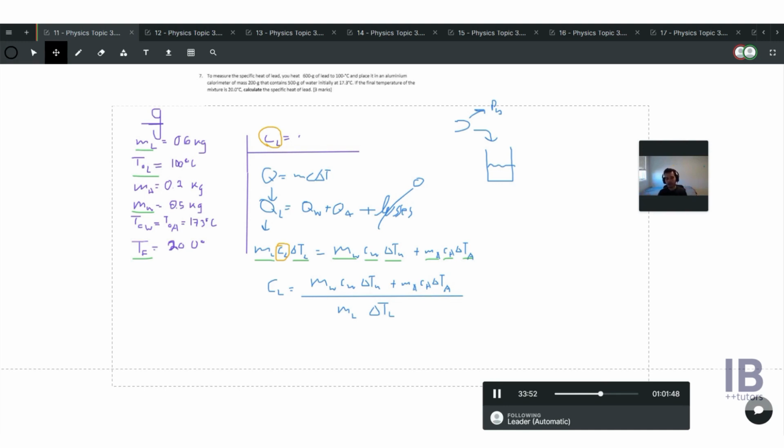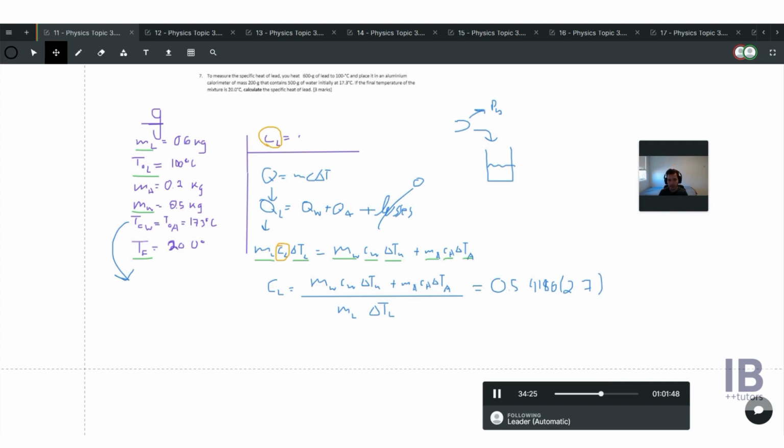It's math. So now we can say, okay, well, what is our MW? It's 0.5 kilograms times what is CW? It's 4186. Delta TW is what? It's 20 minus 17.3, so 2.7.